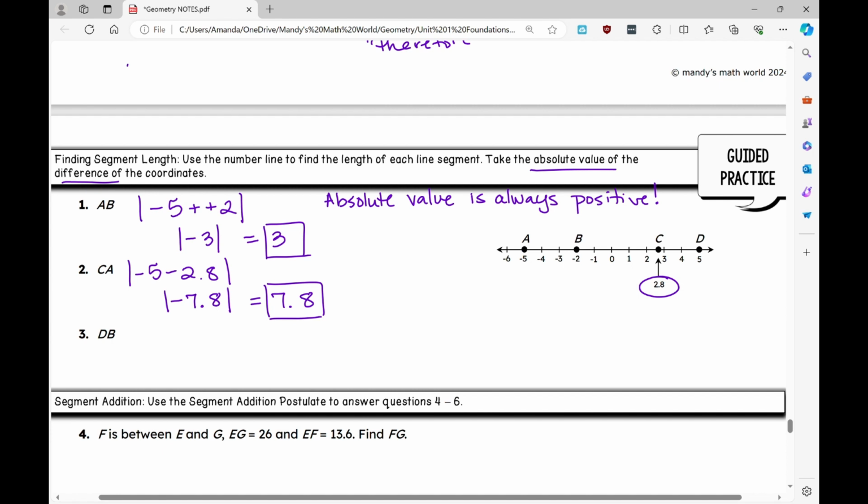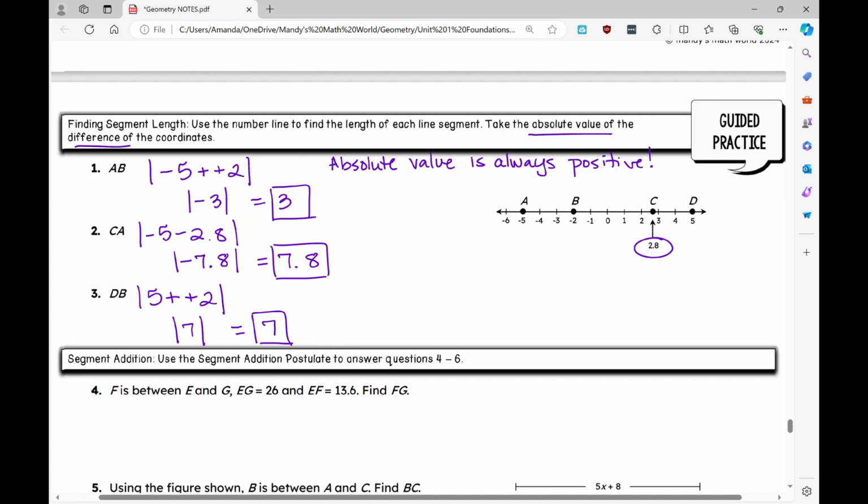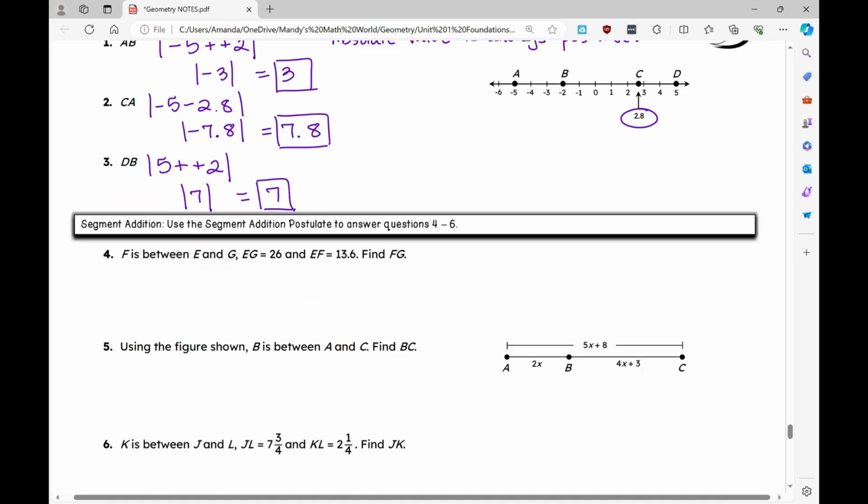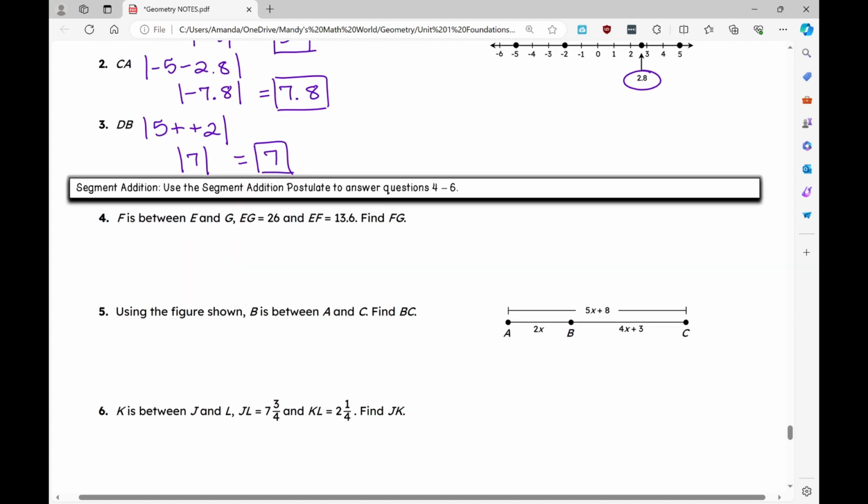Now, the length of DB. Well, D is at 5, so the absolute value of 5 minus, because we're taking the difference, and then B is at -2. 5 minus -2 is the same thing as 5 plus 2, which is positive 7. The absolute value of 7 is 7. So that was finding segment length. We're just adding and subtracting, and then absolute value; the length of something is always going to be positive.